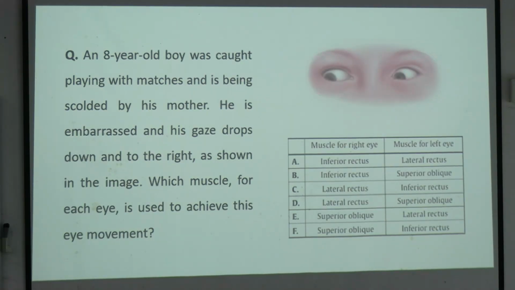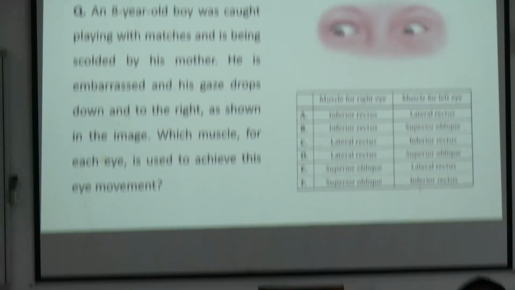So here the question is, a boy has been scolded by his mother, and his gaze is down and towards right. Down and towards right. Answer. Inferior rectus, superior oblique. How many of you are telling inferior rectus and superior oblique? Any other option you think? D. D means lateral rectus, superior oblique.